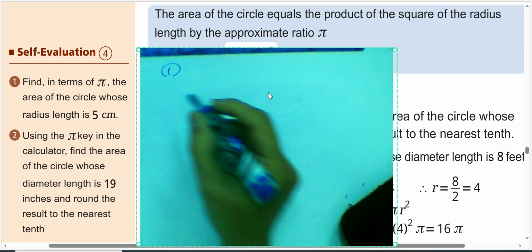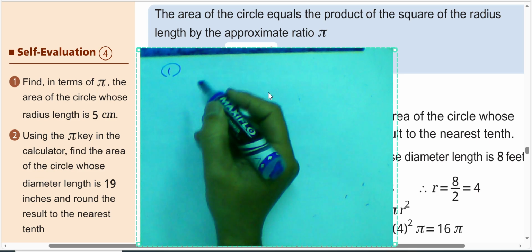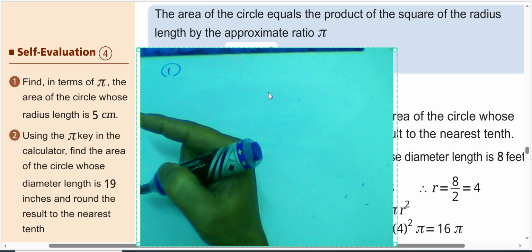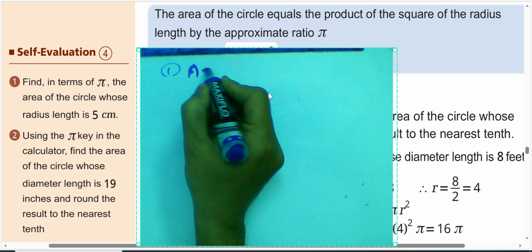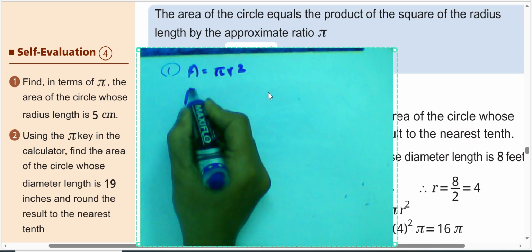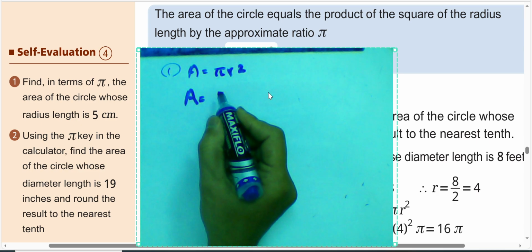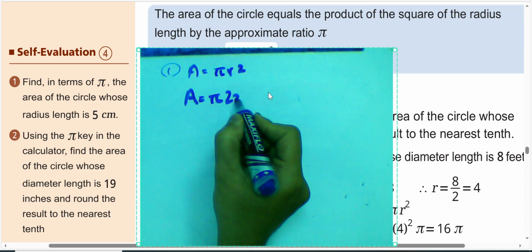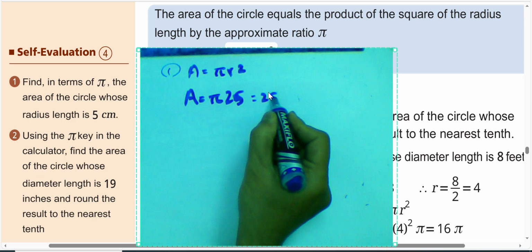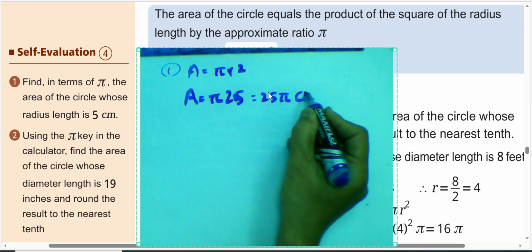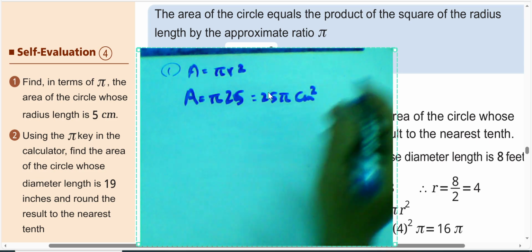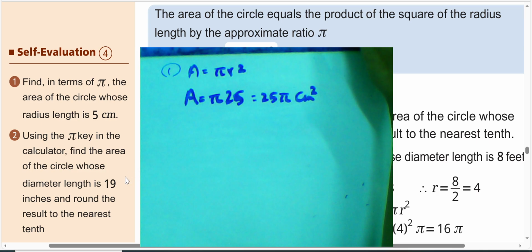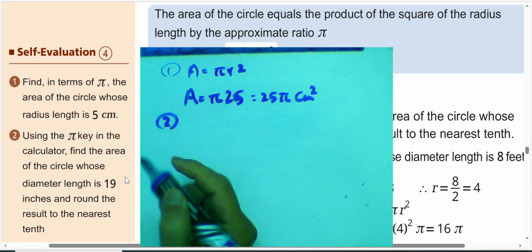Number 1: find, in terms of pi, the area of a circle whose radius is 5 centimeters. The area equals pi r power 2. Pi multiplied by radius power 2, which is 25. The result will be 25 pi square centimeters. This is question number 1. Now question number 2.